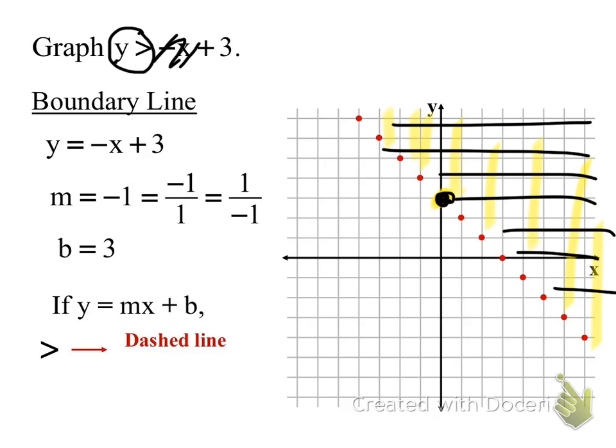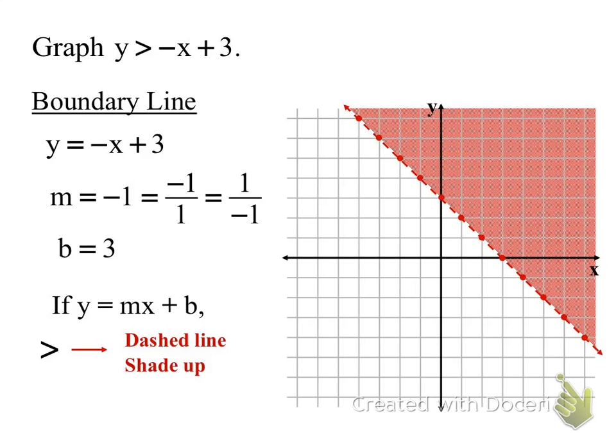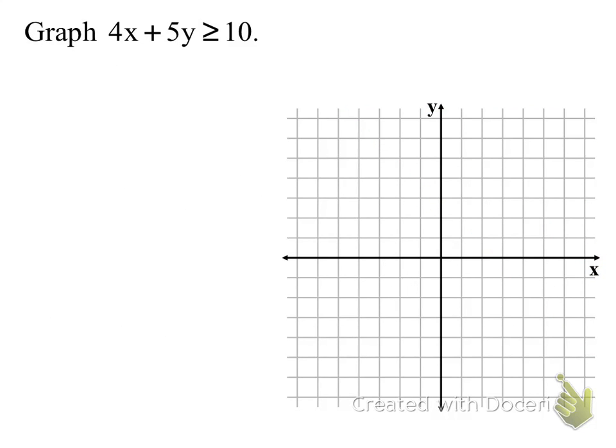Luke? Subtract 4x from both sides. Next step. Yep. Divide all terms by 5. I'm left with, Sydney? Y is greater than or equal to -4/5x plus 2. And then we start the process all over. Okay, questions? All right.